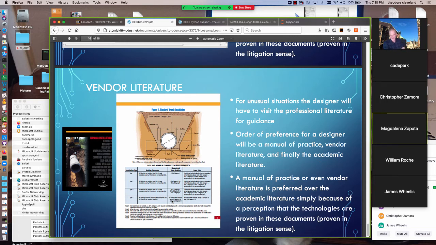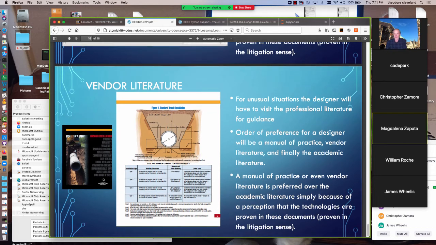And then the last source of information would be what I have titled the academic literature. And the reason manual of practice or vendor literature is preferred over academic literature is simply because of the perception that the technologies in the manual of practice or from the vendor are proven technologies. And by proven, I mean that in the litigation sense. And things that come out of the academic literature are often perceived as experimental. And that's hardly the truth, but that's the perception. And so one would appeal to academic literature last in a professional design context.